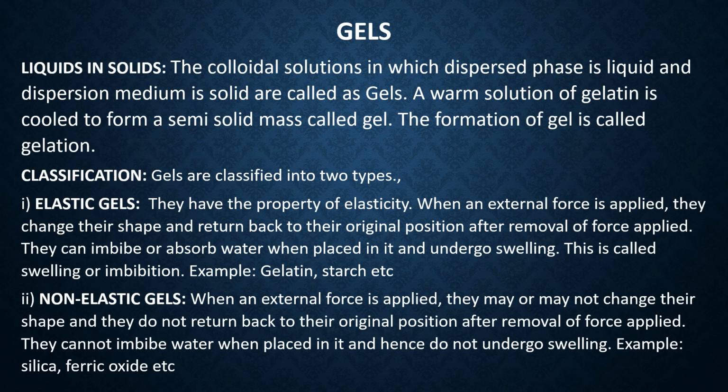So after emulsions, we have gels, students. So gels are nothing but liquids in solids. These are the colloidal solutions where the dispersed phase is liquid and the dispersion medium is solid. And a warm solution of gelatin, when it is cooled to form a semi-solid mass, is called a gel. And this formation of gel, we call it gelation, students.